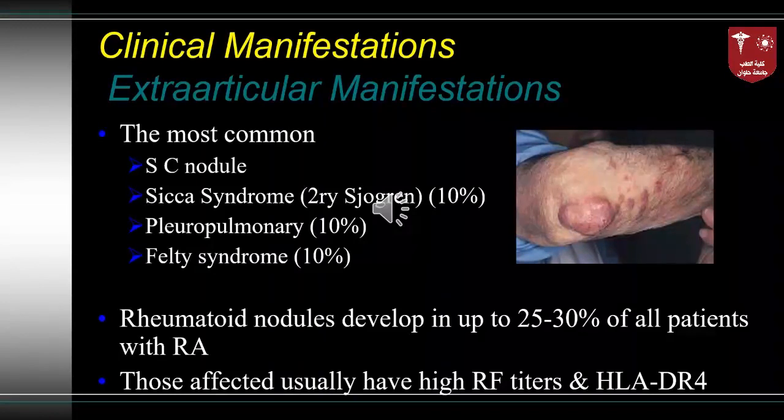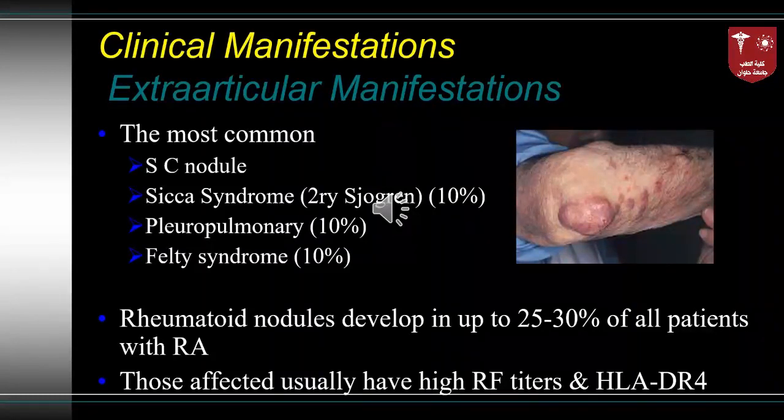manifestation is the Sicca syndrome. Sicca means dry. So it is the dryness of some of the mucous membranes in the eye and mouth, and this is called Sicca syndrome or secondary Sjogren syndrome. It affects around 10% of the patients with rheumatoid arthritis.